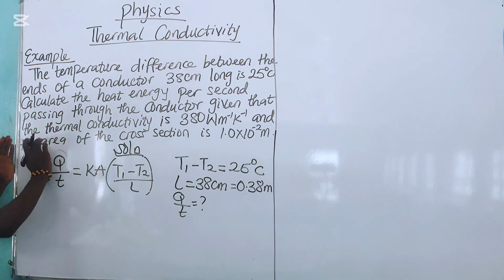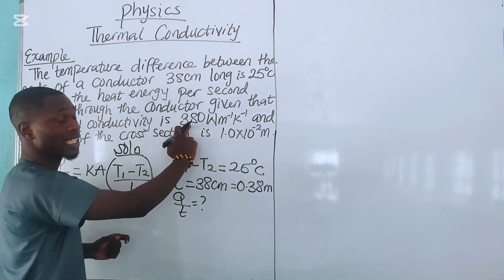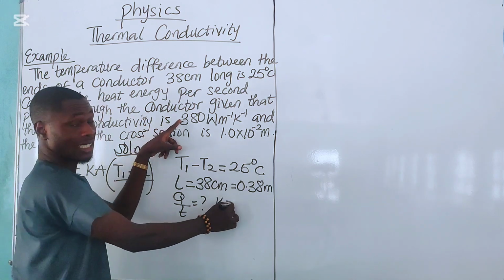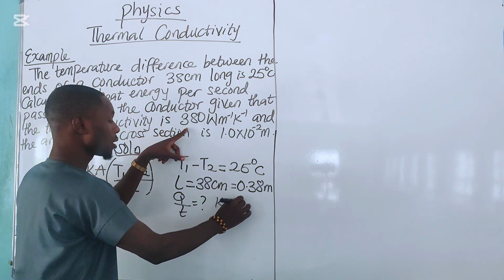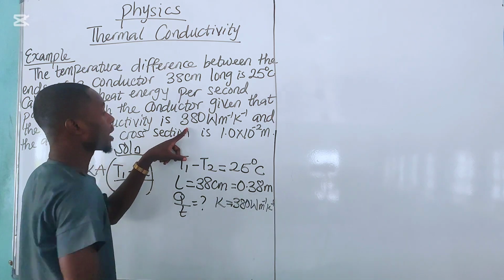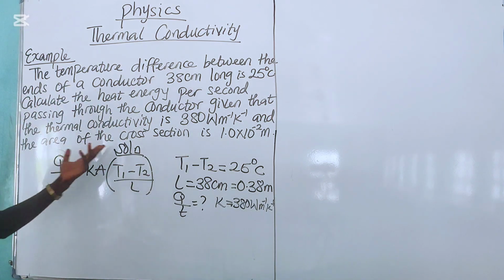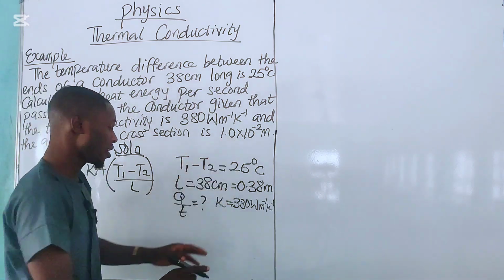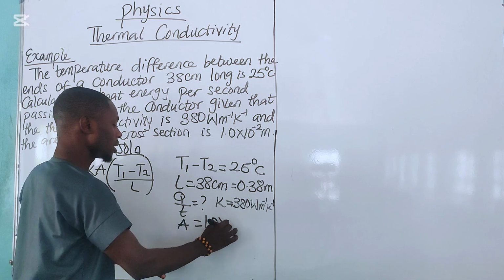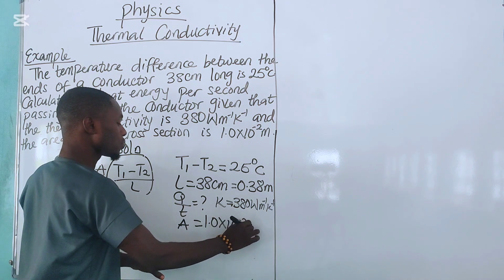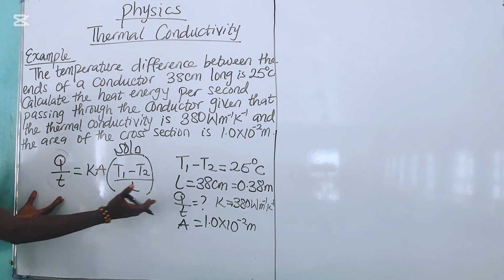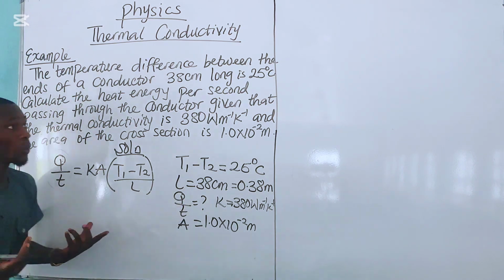And we are told that the thermal conductivity K is equal to 380 watts per meter per Kelvin. And the area of the cross section is this. So the area is 1.0 times 10 power minus 2 meters. Okay, so let's substitute in the equation to find Q over T, which we are looking for.